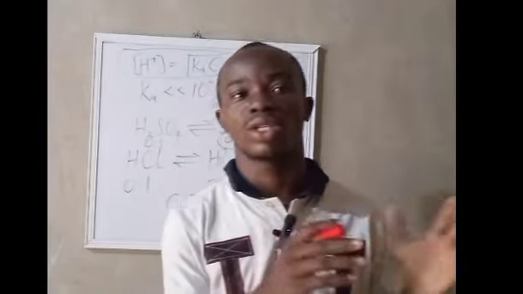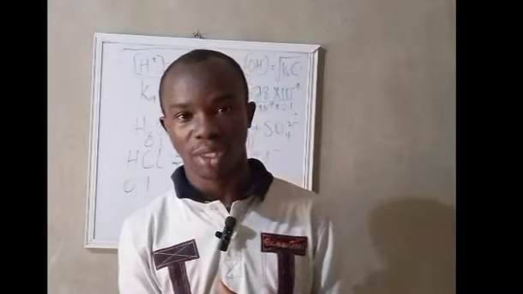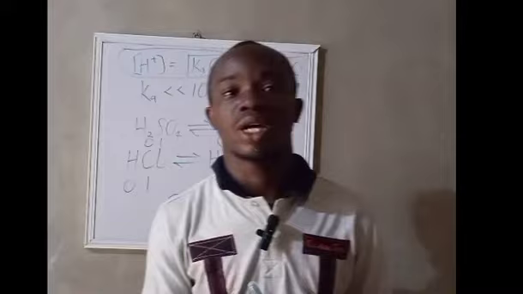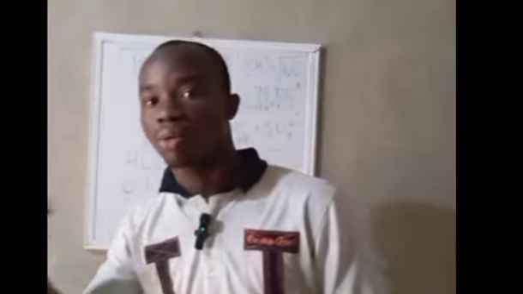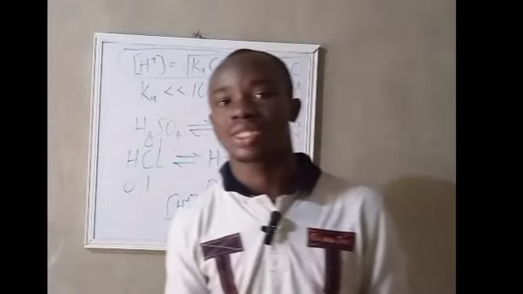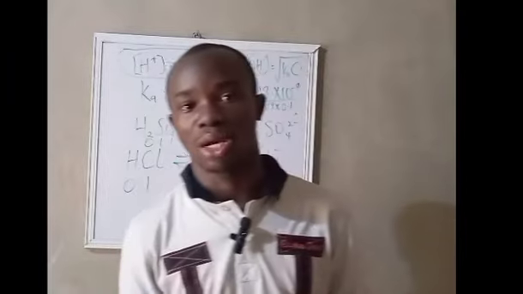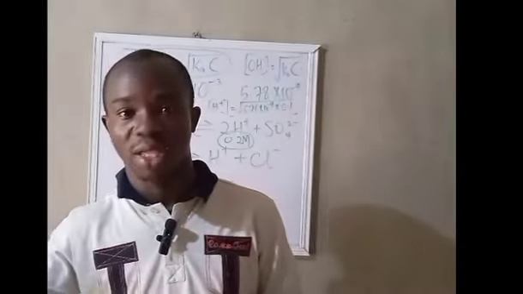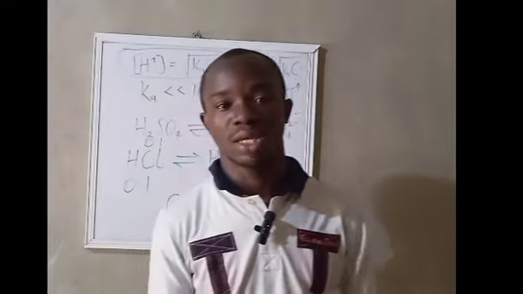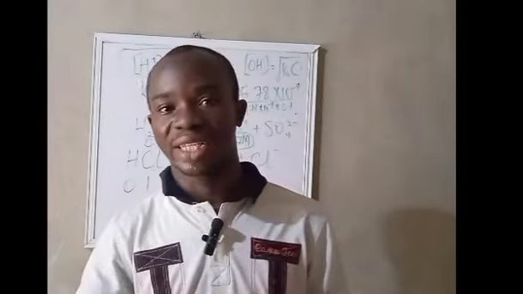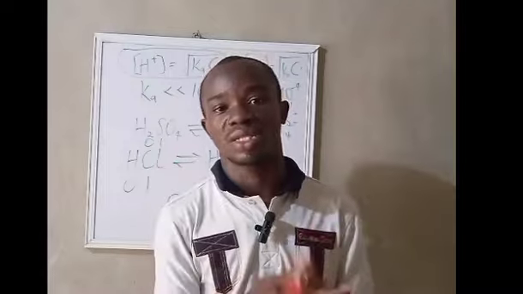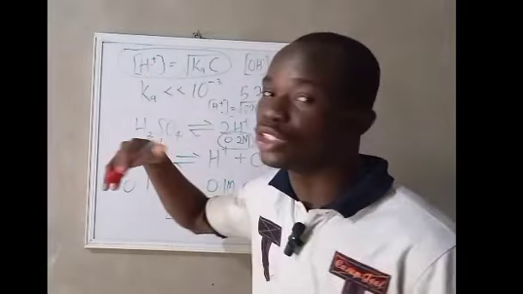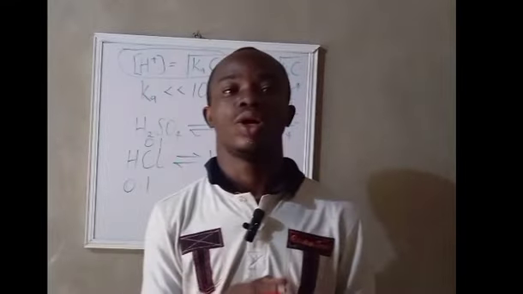So if you have a solution that contains both an acid and a base, what you have to do is calculate the amount of H+ that will be produced from that acid, and calculate the amount of H+ that will be removed by that base. So the amount of H+ produced minus the amount of H+ removed by the base will give you the net H+ present in that solution. And you can now use that to determine the pH of the resulting solution.